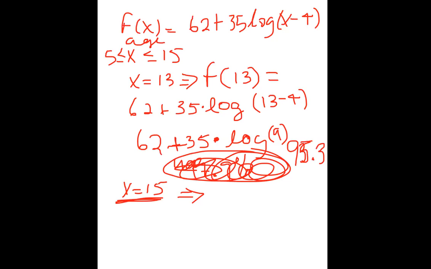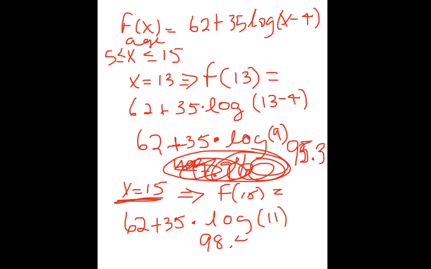What about at age 15, guys? At age 15, we would go ahead and substitute 15 in for x. Now, you guys can always go back in your calculators and just edit out that one number because you're using the same formula over again. So it'll be 62 plus 35 times log of 15 minus 4, which would give you 11. Guys, go ahead and plug that in there for me. 98.4? Yeah. 98.4% of her adult height.